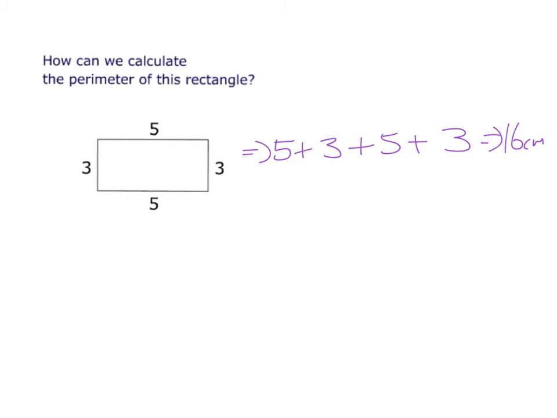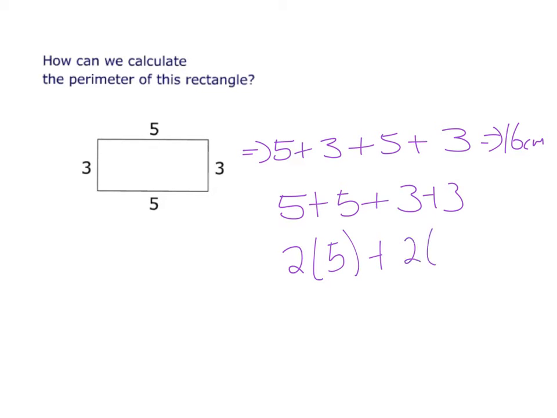Other people might actually spot that there's 2 5s and 2 3s, so they might write it down like this: 5 plus 5 plus 3 plus 3. And other people might spot that there are 2 5s and 2 3s and use multiplication. So 2 times 5 plus 2 times 3. Okay.